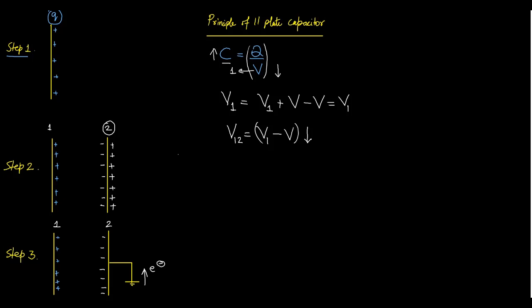This is the basic principle of a parallel plate capacitor. In simple words, the capacitance of a conductor can be increased without increasing its size, just by bringing an identical grounded conductor very close to it. So that is the principle of a parallel plate capacitor. I hope everyone is clear with this.